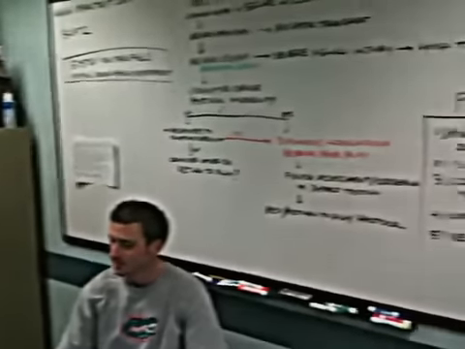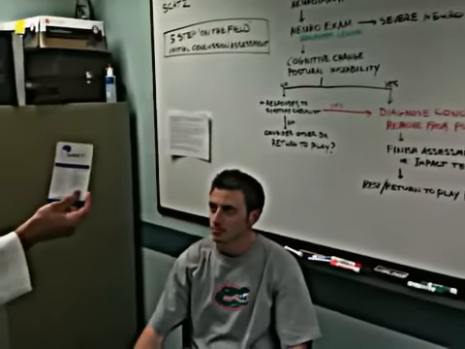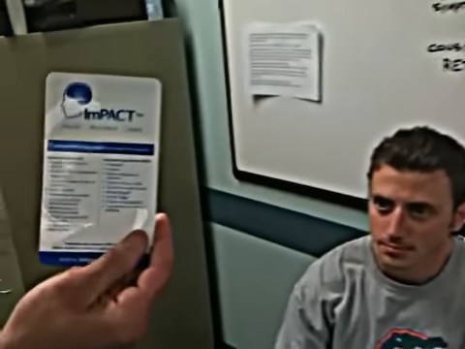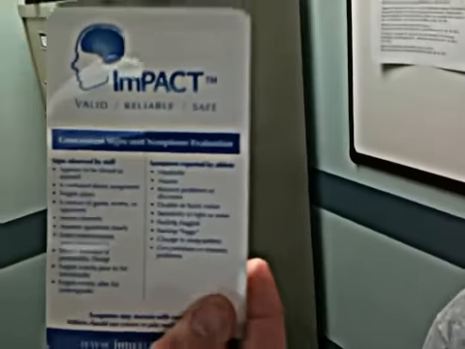And you're going to say none, mild, moderate, severe: headache, none; pressure in the head, none; neck pain, none. These types of questions. There's 22 of them. That's how you're going to evaluate the symptom checklist. And as far as the Impact card, as a sideline tool, they go through a series of questions as well, and that's another way you can do it using this sideline tool from Impact.